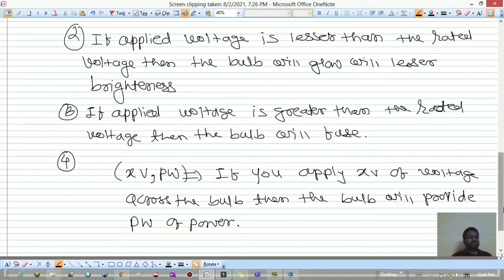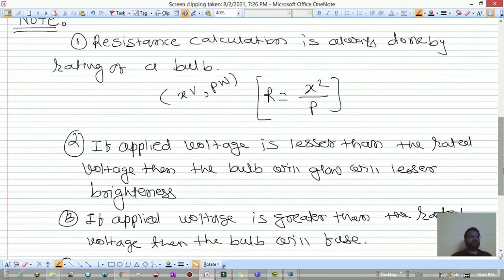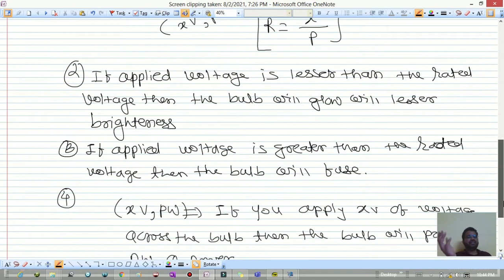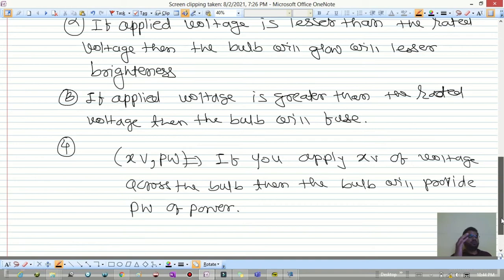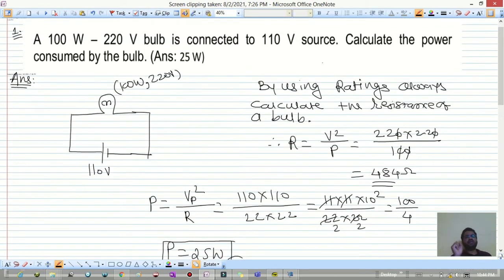So these 2-3 points are really very important. Resistance calculation is always done by the given voltage and the power. If the applied voltage is lesser, the bulb will glow with less brightness. If the applied voltage is greater than the rated voltage, then the bulb will fuse. And X volt P watt indicates that if you apply X volt of voltage, then the bulb will provide the given power, P watt. So I hope this is clear. So this is the first question which we have, right?